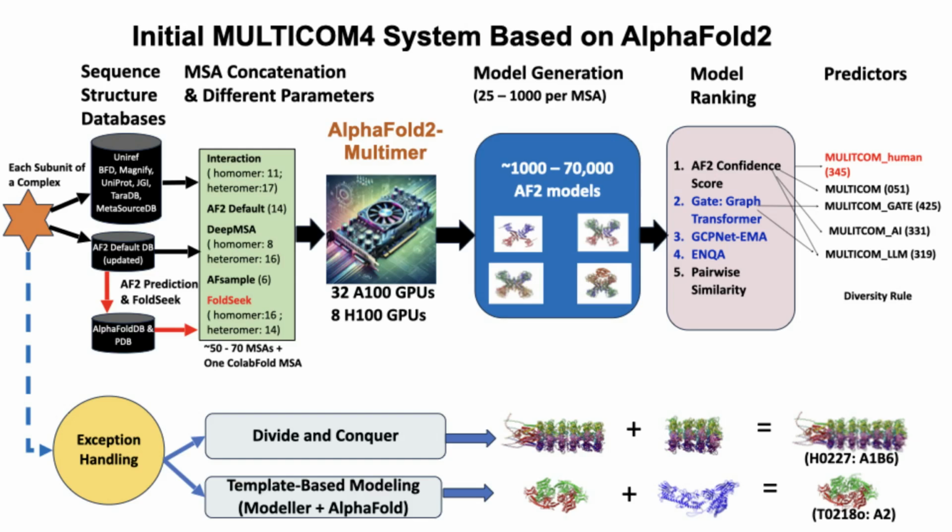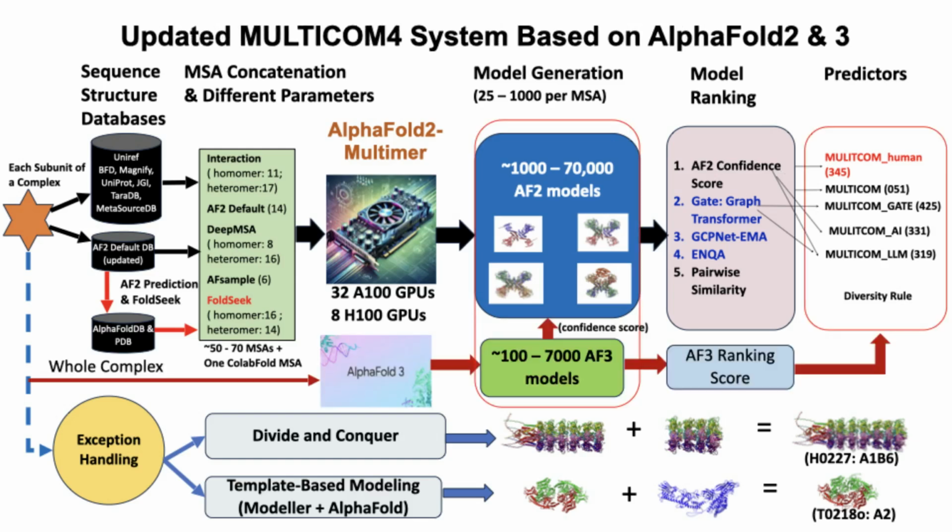we first search various protein sequence databases, including the metagenomics database, to get as many sequences as possible. Then we use various protein-protein interactions to concatenate them to build the multiple sequence alignments for multimers.